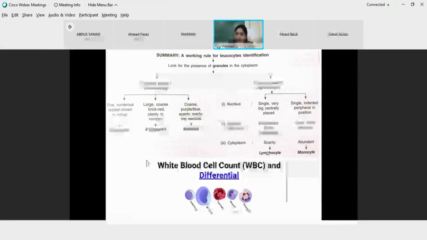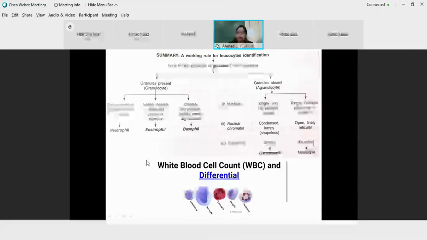is single and its position is peripheral and the shape is indented, or you can say that horseshoe shaped or kidney shaped nucleus is a very specific feature of monocyte. Then coming to the cytoplasm, it is very scanty in lymphocyte as compared to abundant cytoplasm in monocyte. A very characteristic feature of monocyte is also that the cytoplasm is of ground glass hazy appearance.